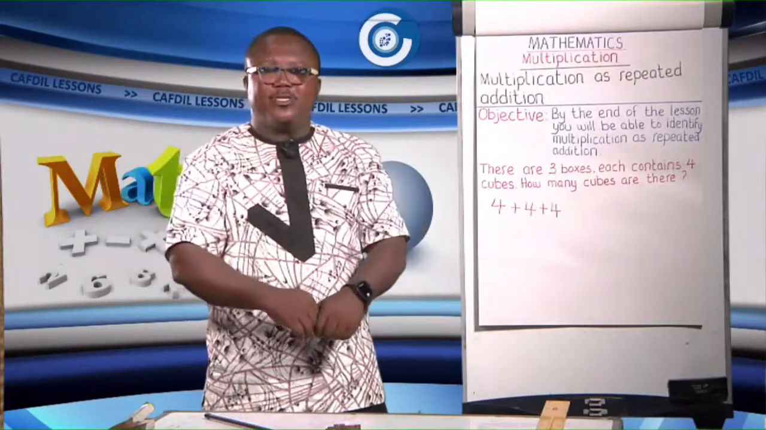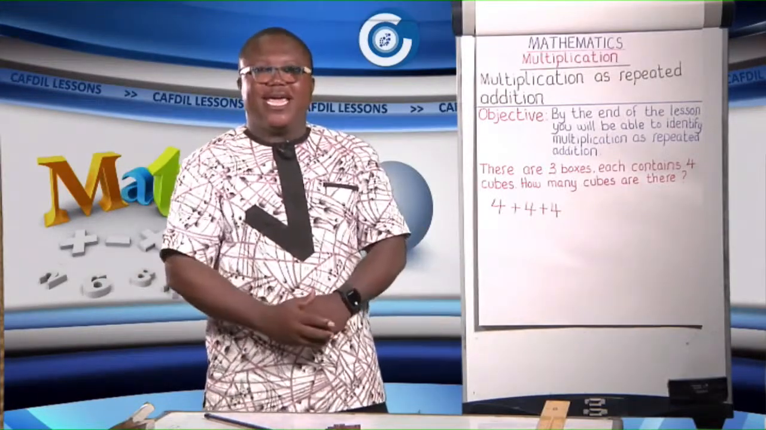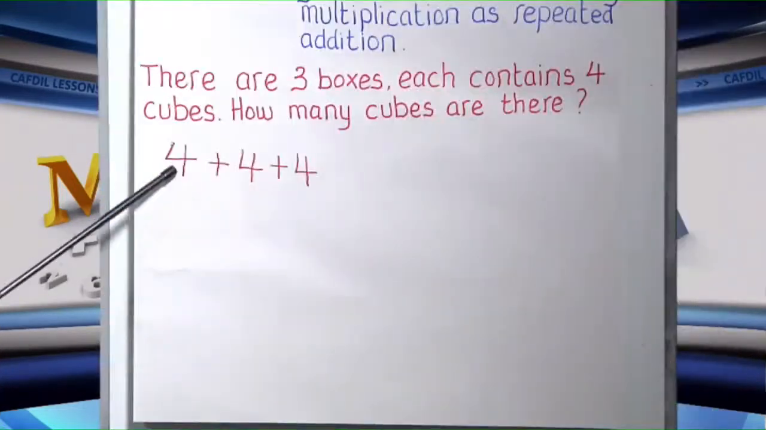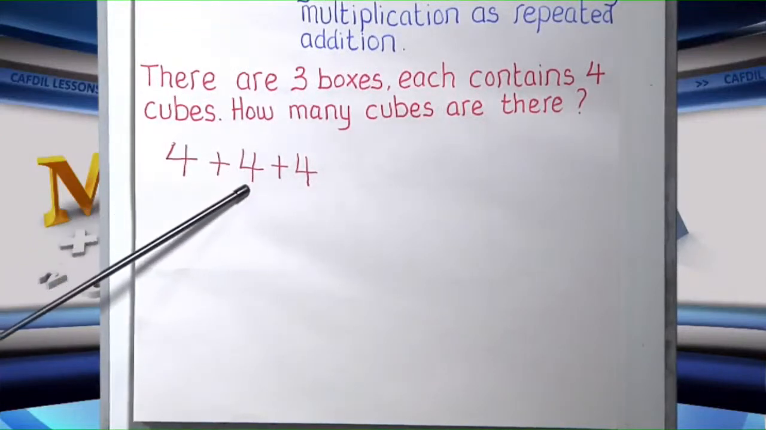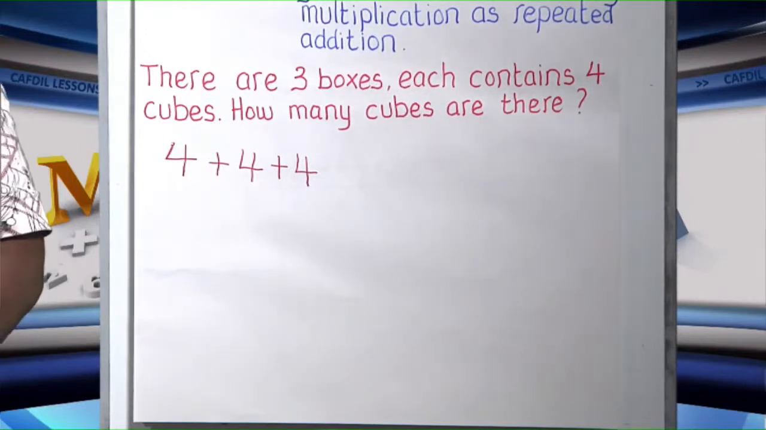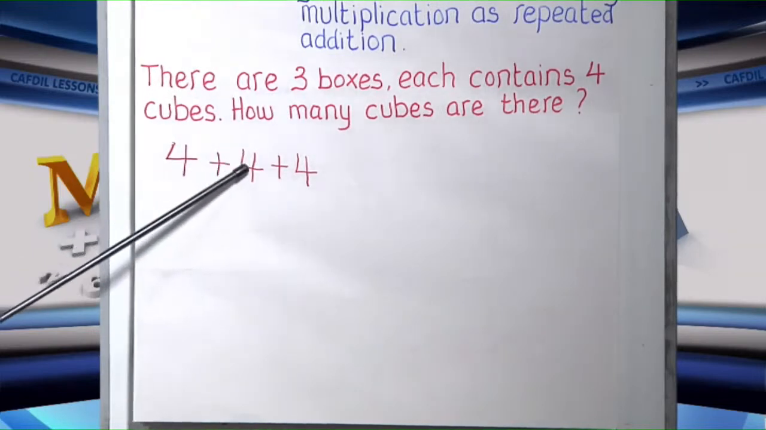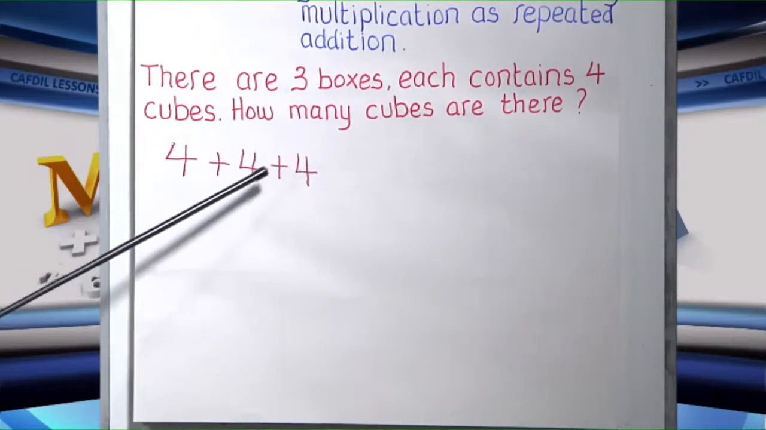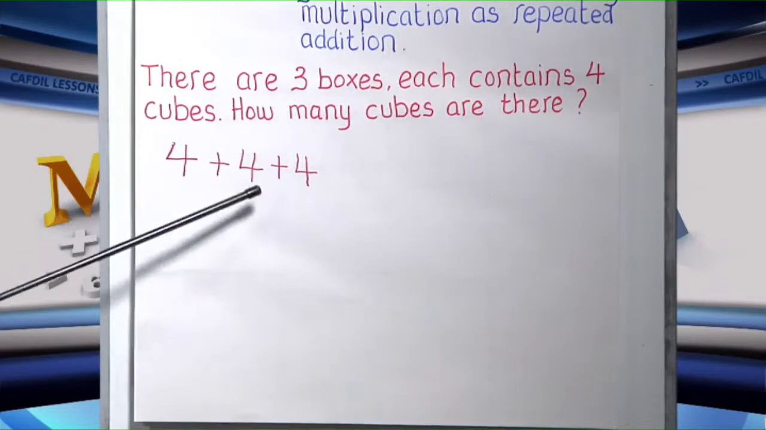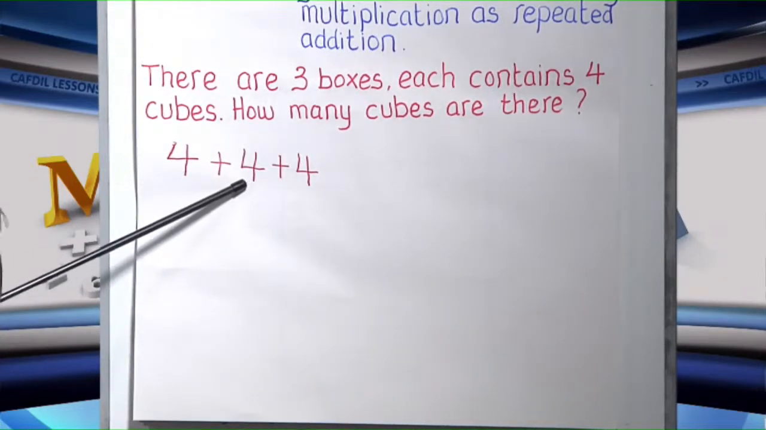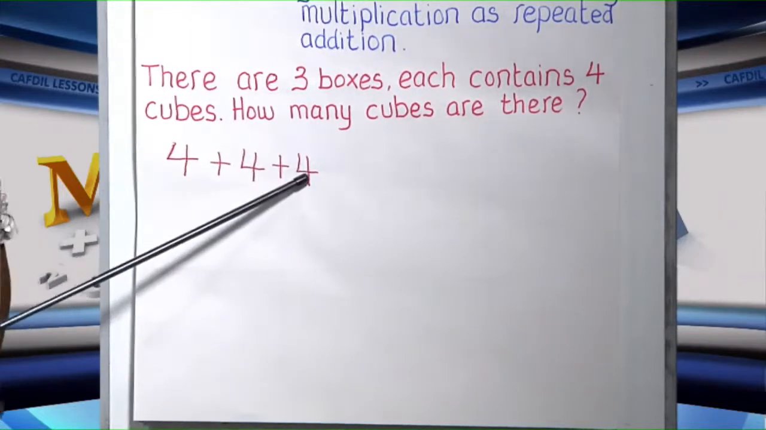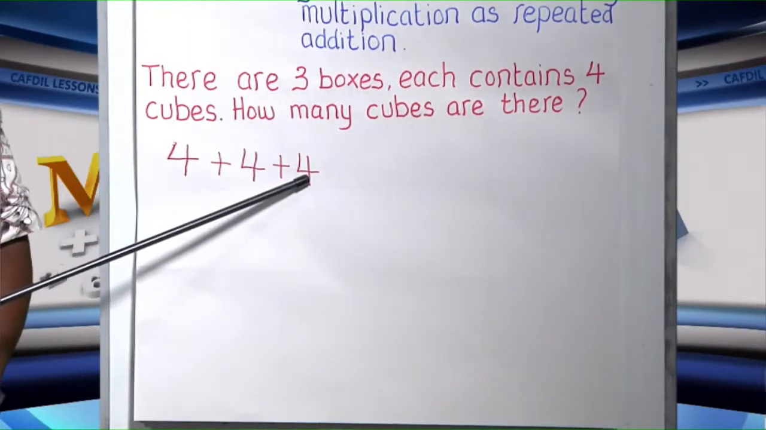So how many cubes will be in the 3 boxes? So the first one, 4, plus another 4, plus another 4. So what will be the answer? 4 plus 4 plus 4. What will be the answer? So here 4 plus 4 is what? 8. Then 8 plus another 4, it will be what? 12.